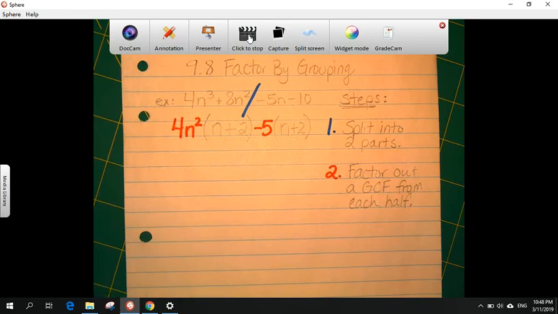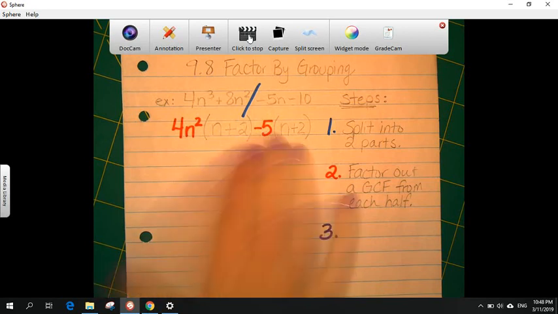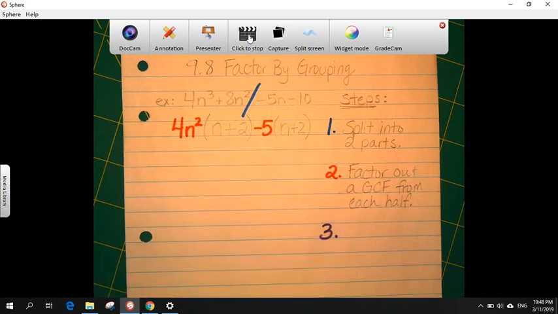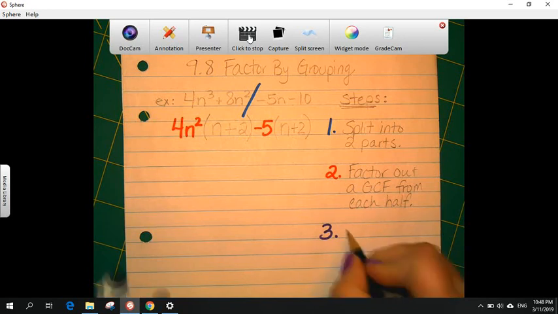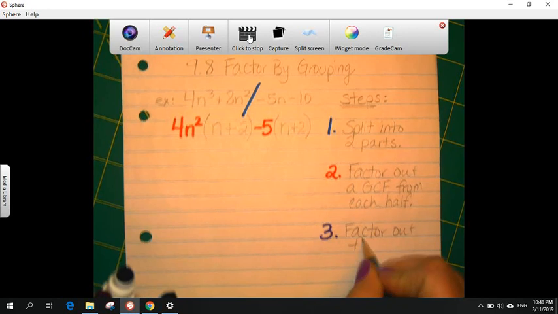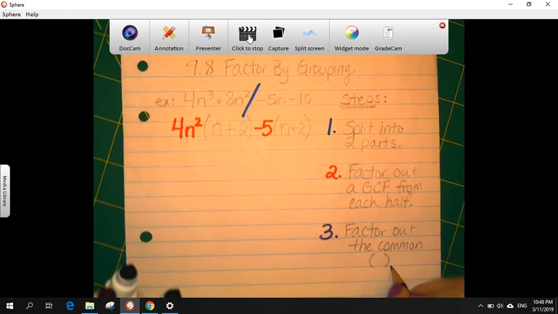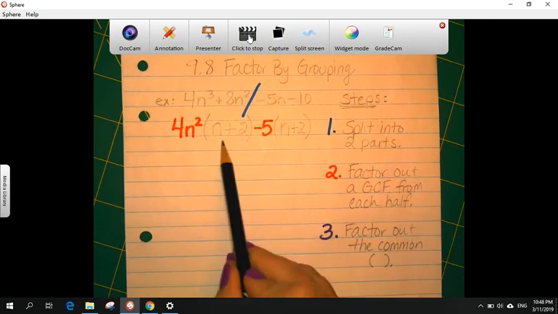Okay, so now we're ready for step 3, and step 3 is basically now we're going to write our answer. So step 3 says we're going to take these 2 parts, and we're going to factor out the common parentheses. So see how these both have an n plus 2?